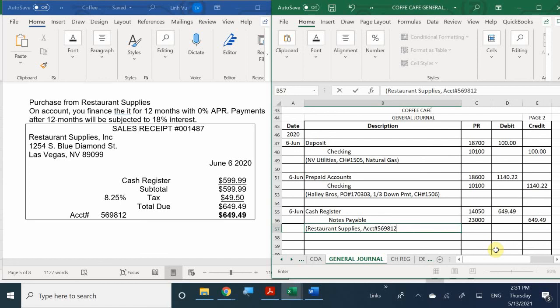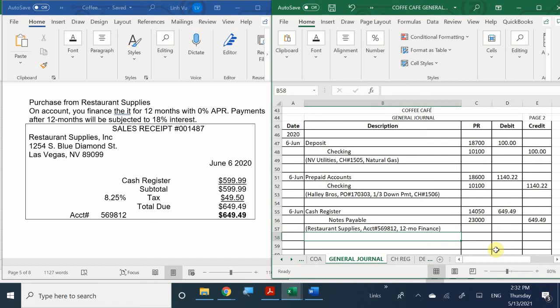569812. Okay. And I'm going to say 12-month finance. Or financed it 12 months. You don't need to indicate that you bought a cash register because you already are debiting your cash register. So, yes, there's that.